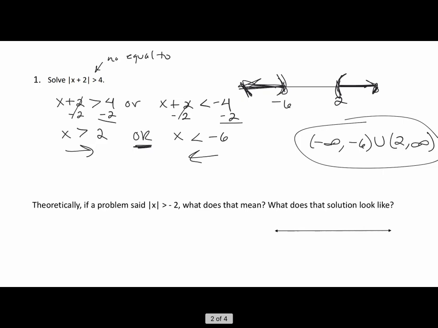Theoretically, if a problem said that the absolute value is greater than negative 2, what does that mean? Well, that means the distance from 0 to some number is more than negative 2 units. And so that doesn't make sense for negative 2 up to 0. Nothing makes sense. But doesn't it make sense after 0? Because it says greater, so all distance is greater than negative 2. So a distance of 0 is fine.